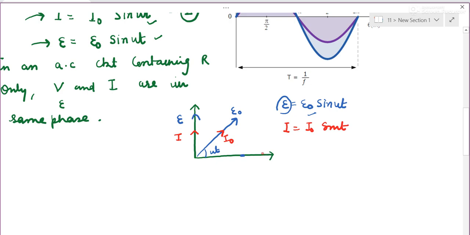Why? Because the base component will be the cos omega t factor. So this is your sin omega t factor. The both are in same phase. This is called phasor diagram.